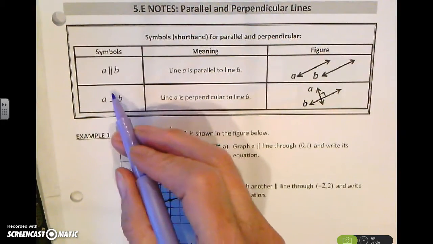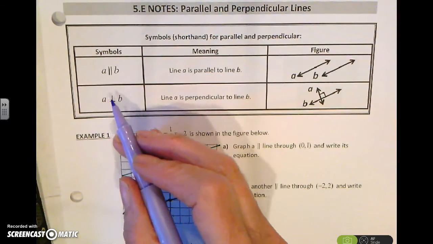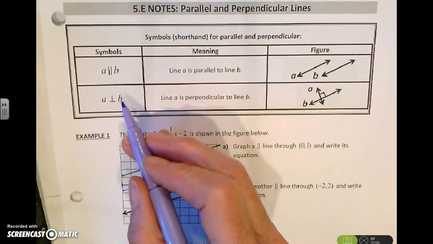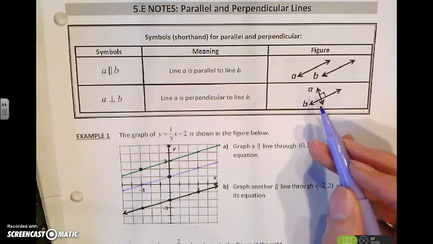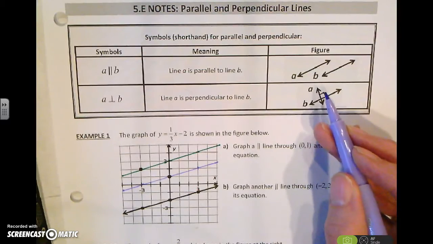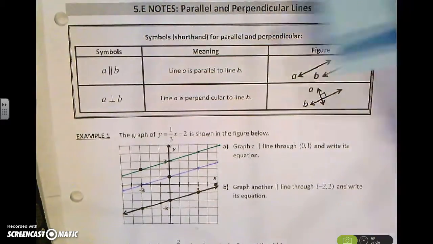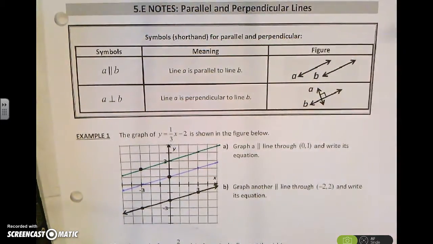The second symbol, this upside down T, means perpendicular. So A is perpendicular to B, and it indicates two lines that form a right angle. So when they're perpendicular, they form a right angle to each other. If you were to take a card and put it there, it's going to form that corner point.